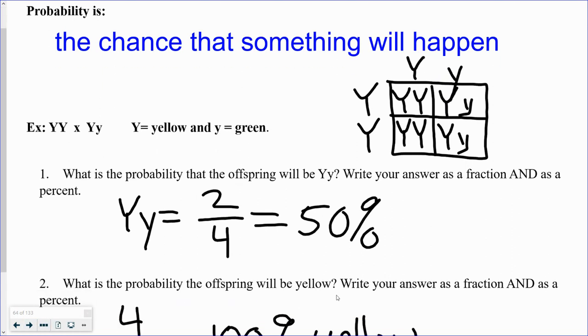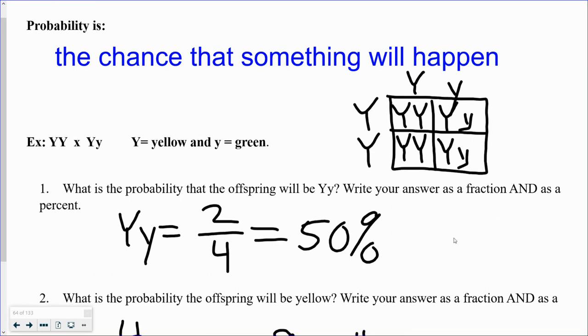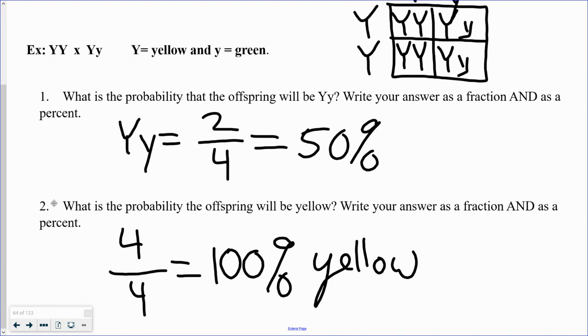What's the probability the offspring will be yellow? Well, let's go back to the boxes. This has a dominant allele, so it's definitely going to be yellow. This has a dominant allele, so it's going to be yellow. Dominant allele, dominant allele. So all of these boxes, all of the offspring, no matter what happens when I cross these 2 parents, they're going to come out yellow.